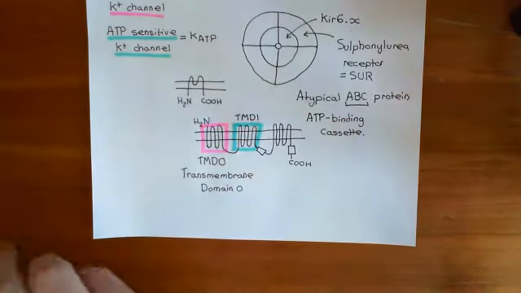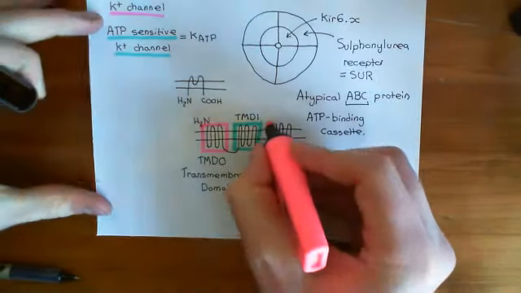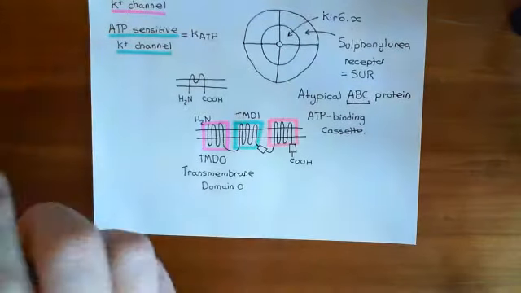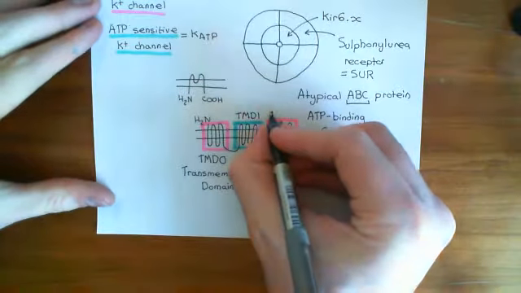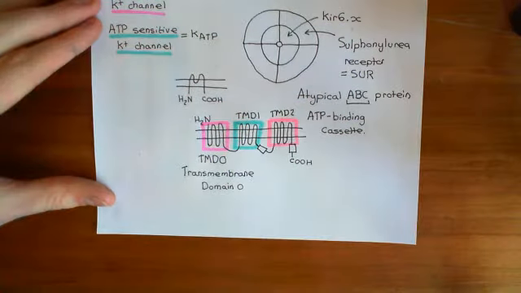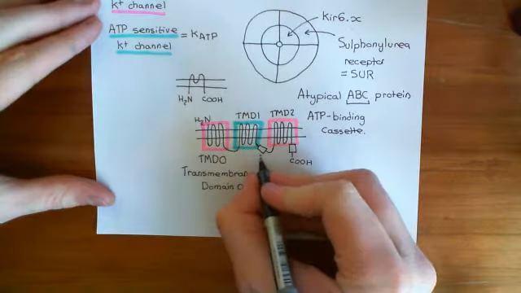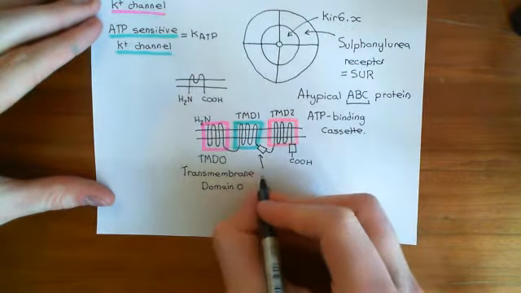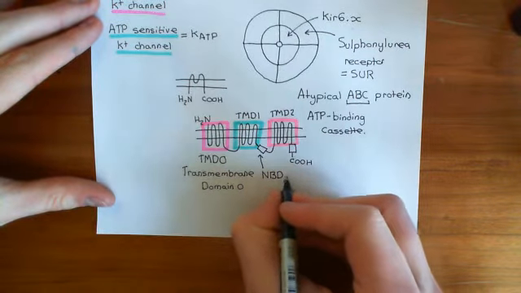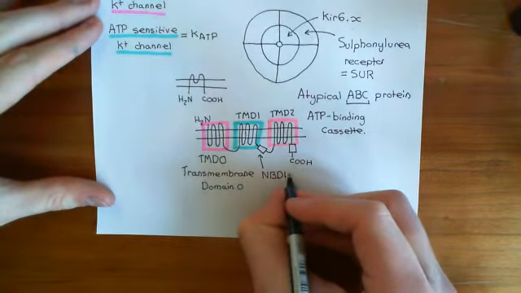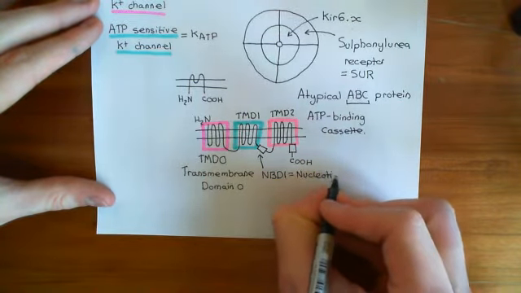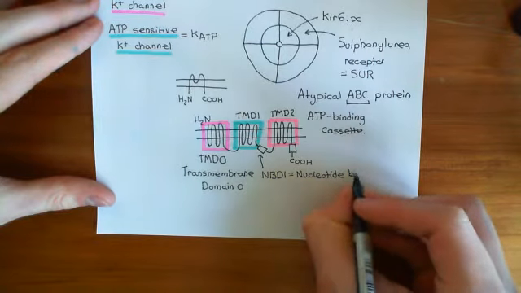Okay, and then the next one here, which I have in pink, this group of 6 membrane spanning alpha helices, this is known as transmembrane domain 2, or TMD2. Okay, and the other important things that we have are these 2 special domains here, and these are the nucleotide binding domains, or NBD for short. So this is the NBD1, so this stands for nucleotide binding domain 1.